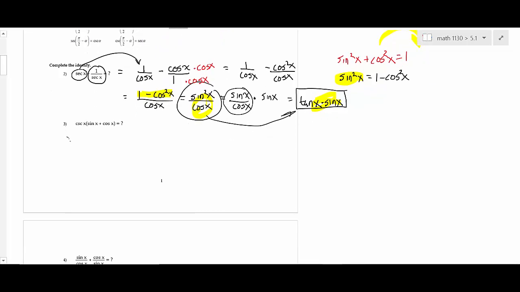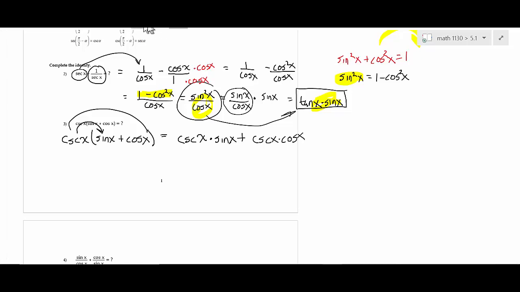Okay, so on the next one, what we have is cosecant of x times sine of x plus cosine of x. So again, we're going to multiply it out and we're going to simplify using whatever identities we have. Okay, so I'm going to have you do a distributive property. So when we do that, we're going to have cosecant of x times sine of x. And then if I do this, I'm going to have cosecant of x times cosine of x. Okay, like that. And then we'll see how far we can take this. So I've got cosecant x times cosine of x like this.